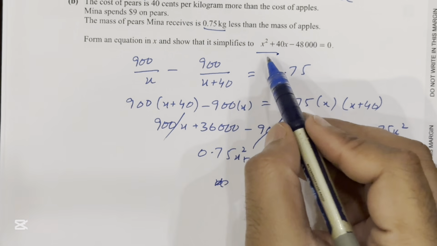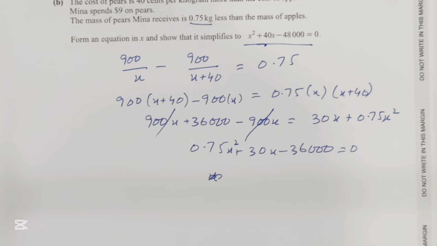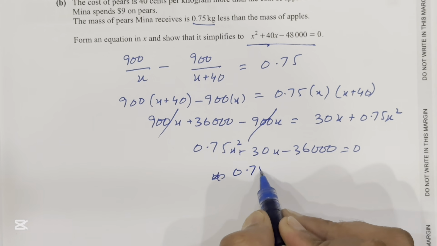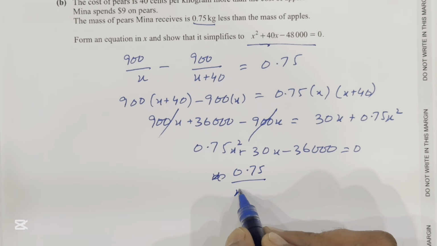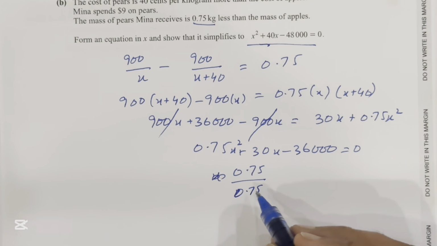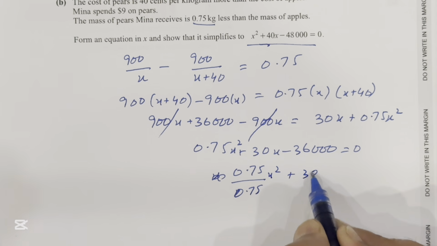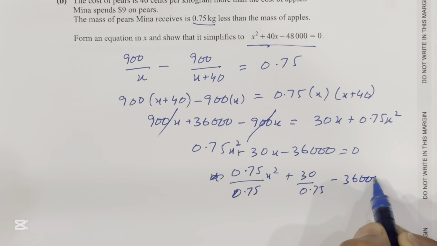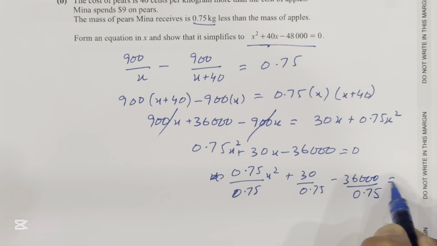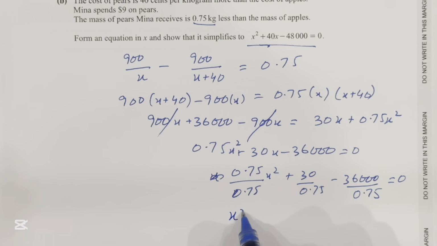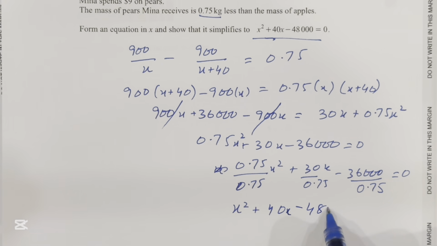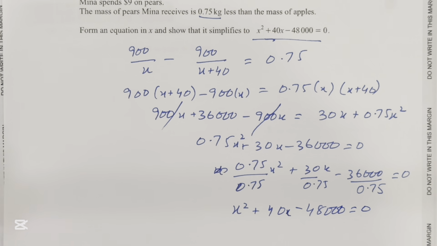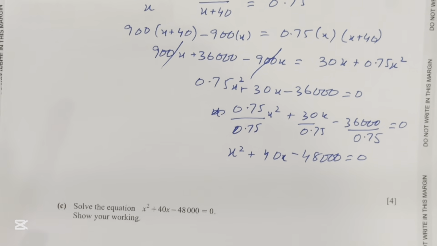We know x square coefficient should be 1. So how can it be 1? By dividing it by the same number that is present as the x square coefficient. So you get the answer x square plus 40x minus 48,000 equal to 0. So this is your final answer for this question.